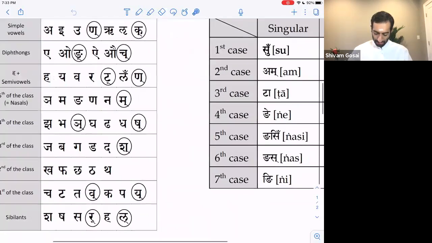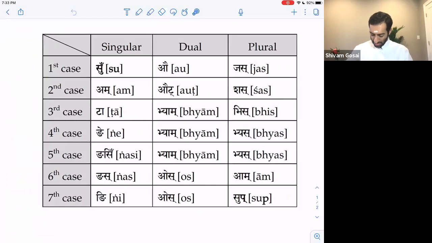And our Supratyaya, the 21 Supratyaya, sup ending: Su, O, jas, am, au, shas, ta, bhyam, bis, nge, bhyam, bhyas, ngasi, bhyam, bhyas, ngas, os, ni, os, sup.